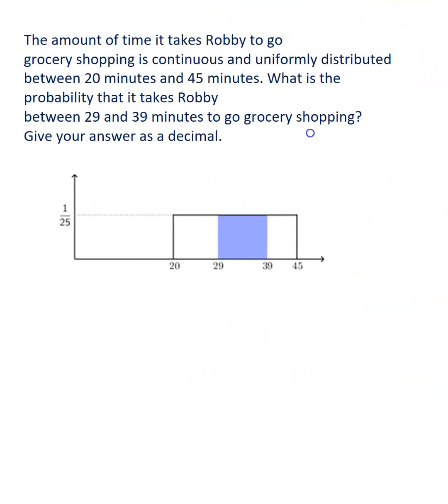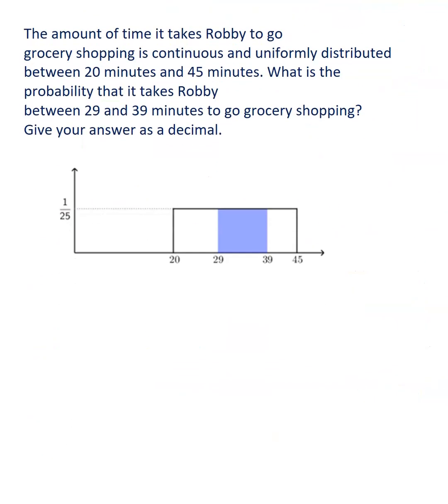The amount of time it takes Robbie to go grocery shopping is continuous and uniformly distributed between 20 minutes and 45 minutes. What is the probability that it takes Robbie between 29 and 39 minutes to go grocery shopping? Okay. So the graph is given to us. In the next problem, probably we'll try to build our own graph.